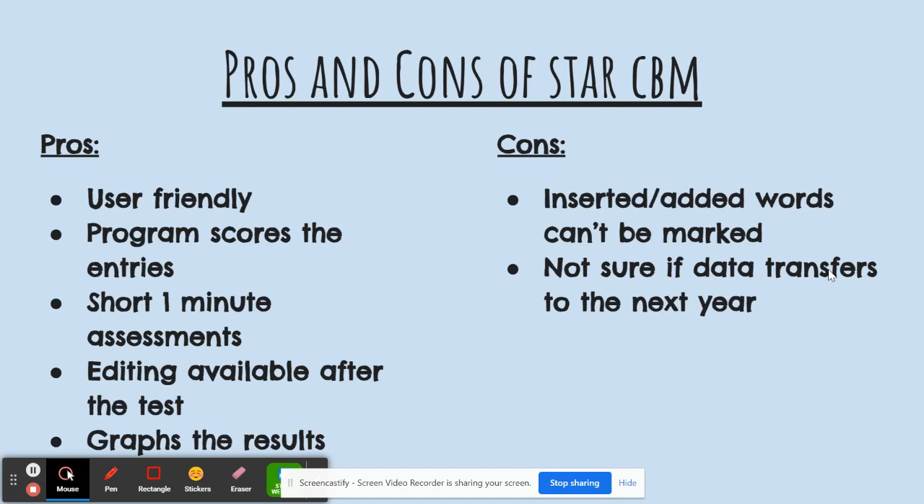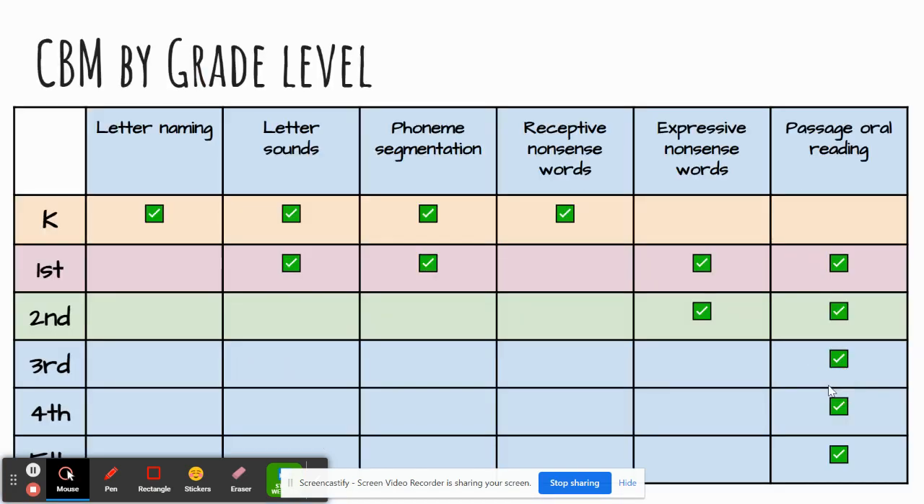The only cons that Tanya and I could figure out was that if students inserted or added words, especially in their fluency passage, there's nowhere on there to mark it or add it. And then we're also not sure if the data will transfer to the next year. So all the STAR CBMs that we were able to finish last year, we're not sure how that will show up in this year's student data. So hopefully it will be there. If not, we had made all kinds of copies of it last year.